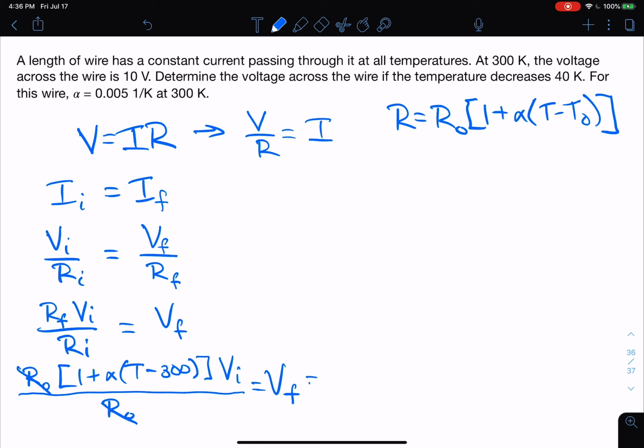So I'm just going to write these on the other side. So this is going to be 1 plus alpha, which is 0.005. Now, I put in T minus 300, but I already know what it's going to end up being. They didn't tell me the final temperature, but they tell me the temperature decreases by 40 Kelvin. So I'm going to change that to negative 40. So what I did here, this T minus 300 just became negative 40 because I know that my temperature decreases by 40 Kelvin.